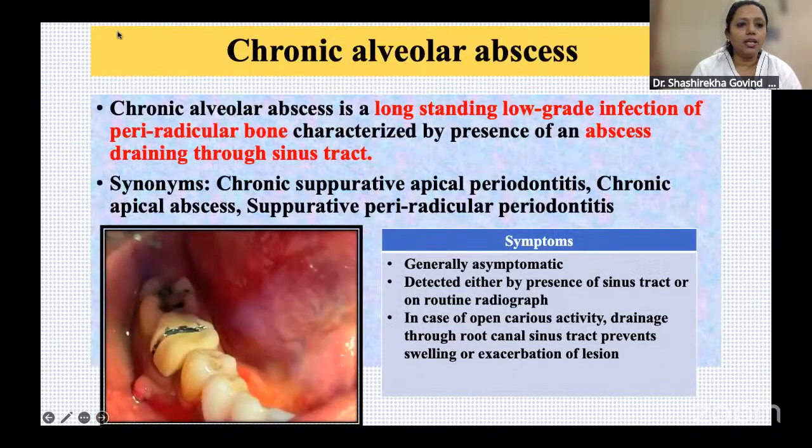So what do we mean by chronic alveolar abscess? It is a long-standing low-grade infection of periradicular bone, characterized by the presence of an abscess draining through a sinus tract. The synonyms you can see here are chronic suppurative apical periodontitis or suppurative periradicular periodontitis. Generally it is asymptomatic, detected either by the presence of a sinus tract or on routine radiograph. In case of an open carious cavity, drainage through the root canal or sinus tract prevents swelling or exacerbation of the lesion.